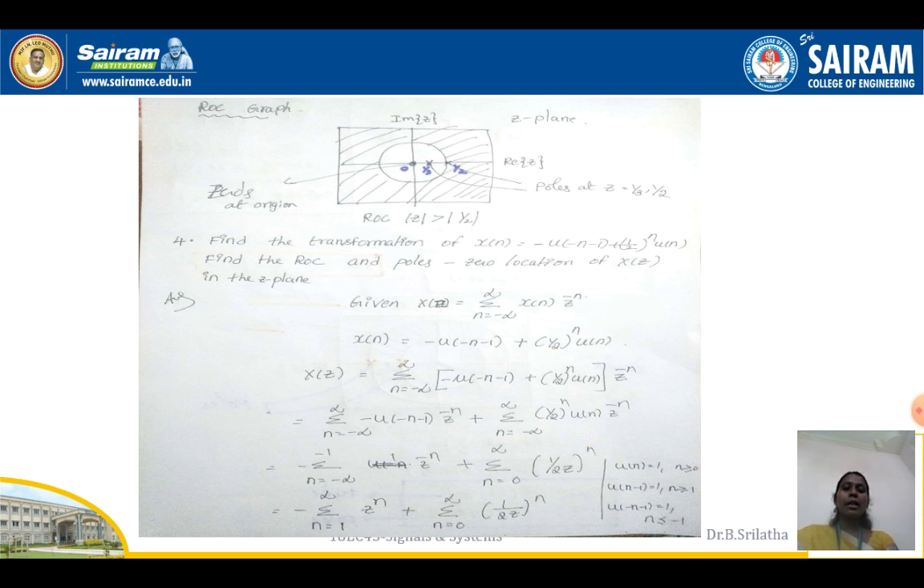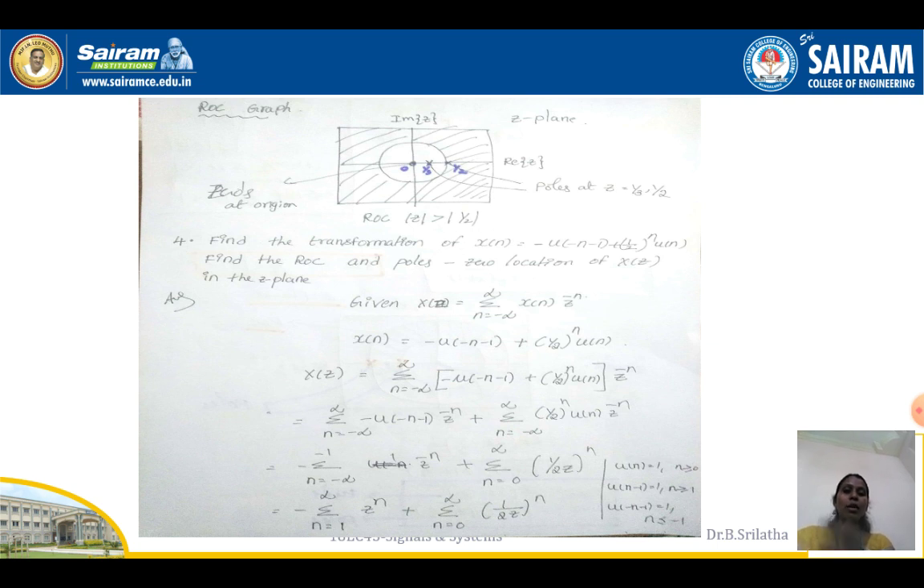The z plane has a real axis and an imaginary axis. In any plane we have x and y, so here the x axis is the real of z, and the y axis is the imaginary of z. Correct? Indicate poles and zeros. How many poles are there here? There are two poles, one at 1 by 2 and another at 1 by 3, and the zero is at origin.